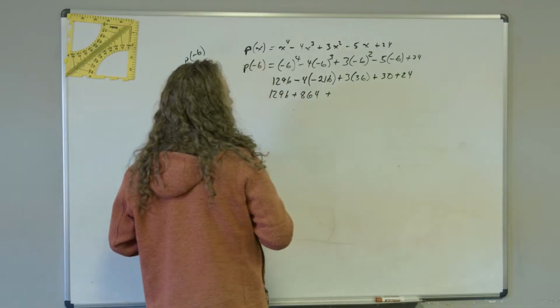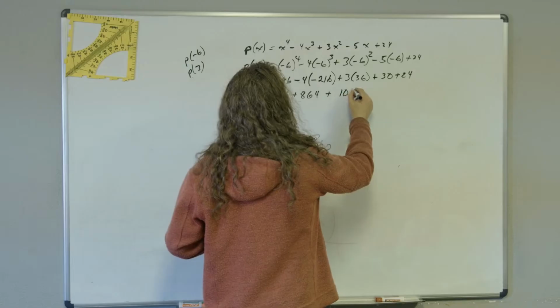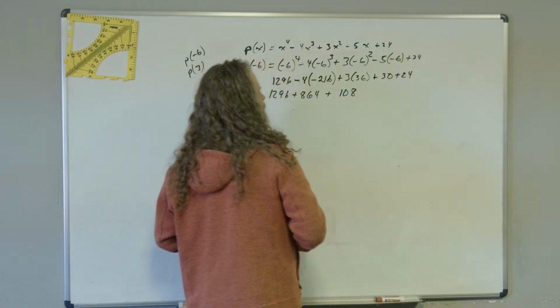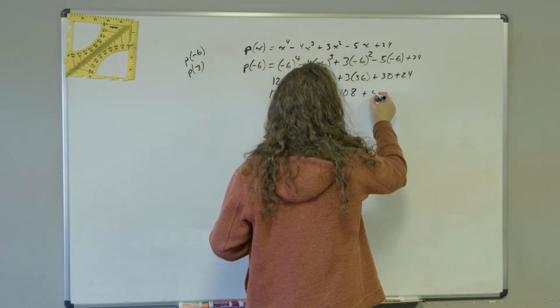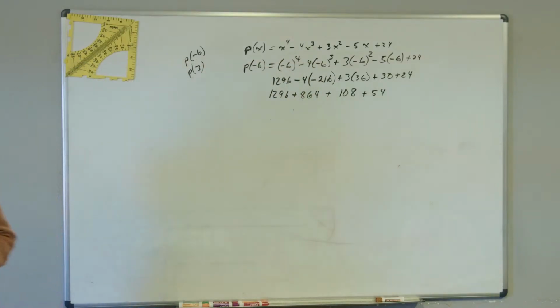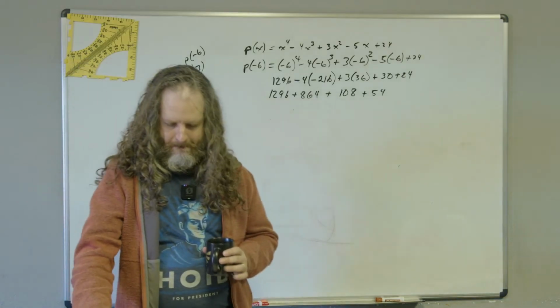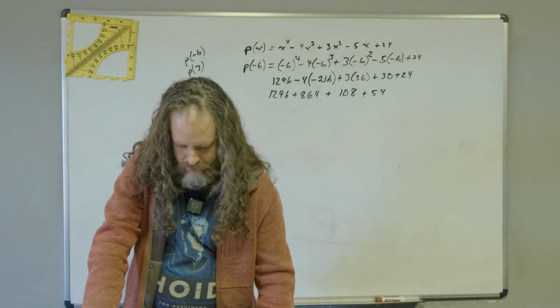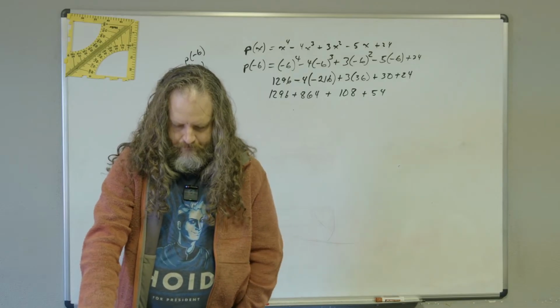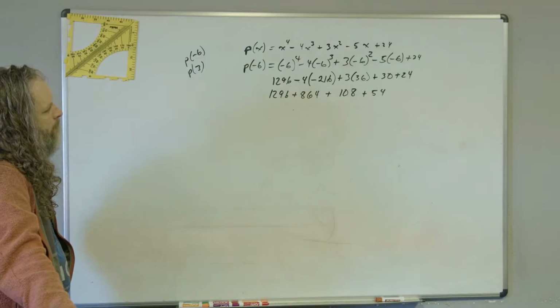What's 3 times 36? 108. What's 30 plus 24? 54. Now what's all of those added up? 2,322.